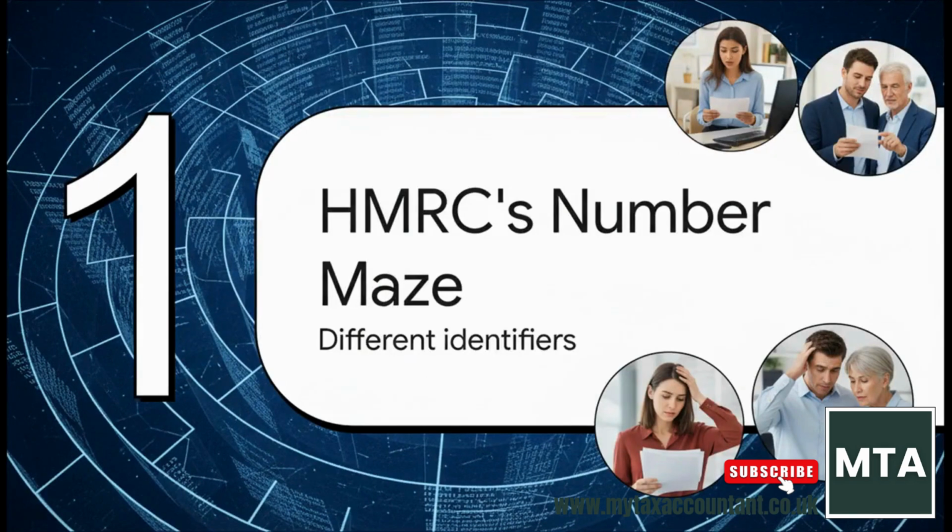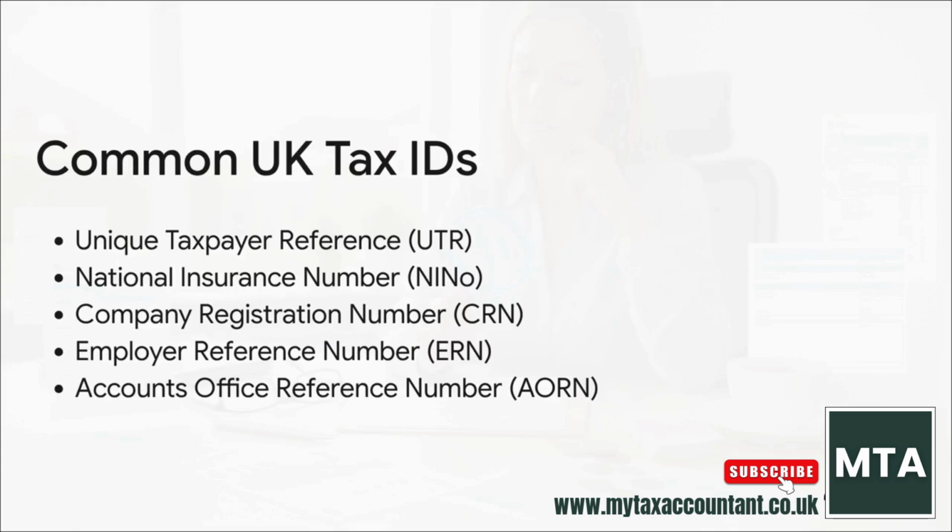Okay, first up, let's talk about this number maze. Honestly, it's no wonder people get confused. The UK tax system has a whole bunch of different reference numbers floating about, and it's not always obvious what each one is actually for. I mean, just look at this list. You've got your unique taxpayer reference, or UTR, your national insurance number, which most of us are familiar with. But then you've also got company registration numbers, employer reference numbers, and even accounts office reference numbers. Each one has a very specific job, and mixing them up can cause some real headaches.